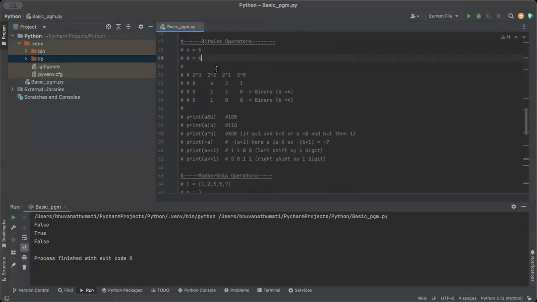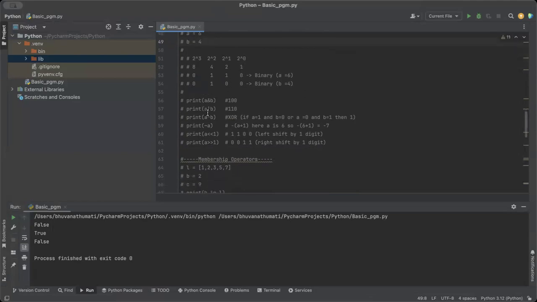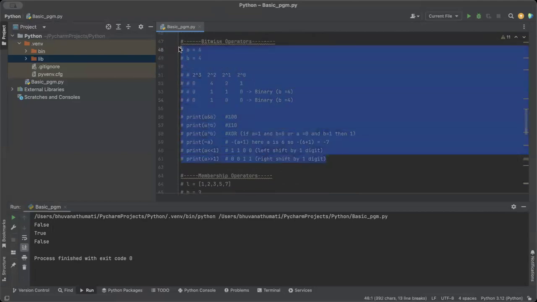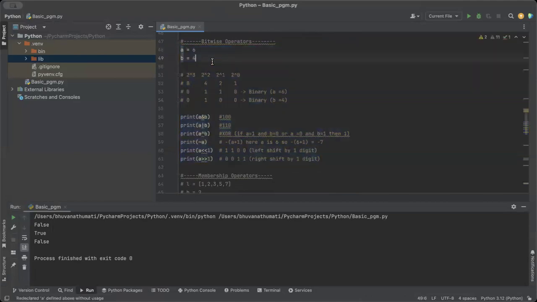Next are bitwise operators. These are used to perform bit level operations. So we have bitwise and, or, XOR, not, left shift, and right shift. I have considered here A equals to 6, B equals to 4. Here it will follow binary format. So 2 power 0 will be 1, 2 power 1 will be 2, 2 power 2 will be 4, 2 cube will be 8, 2 power 4 will be 16. Like that it will continue so on. I have considered here only 4 bits.